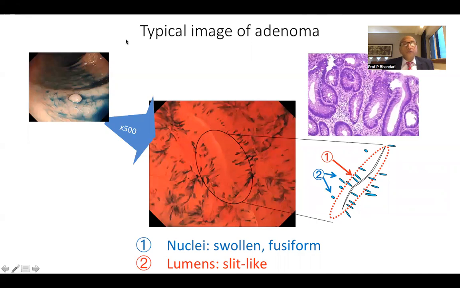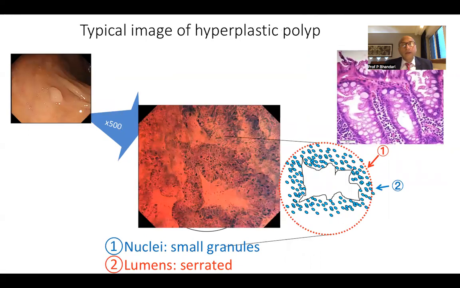So you stain the polyp with methylene blue, and then you use endocytoscope, you see images like this. It's very easy to interpret this image. In an adenoma, you look at the nuclei, which are a little bit swollen and fusiform, and the lumen here in the middle, you see this? Lumen is like a slit, which is typical of adenoma.